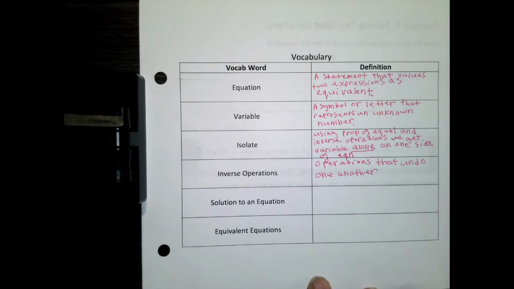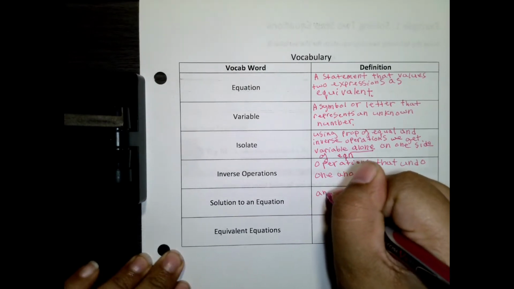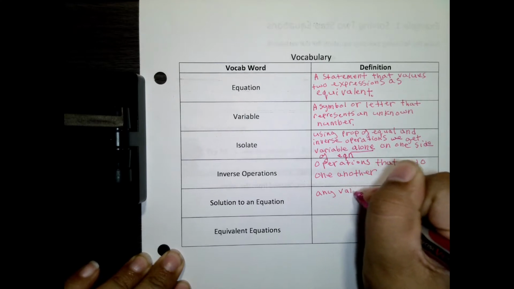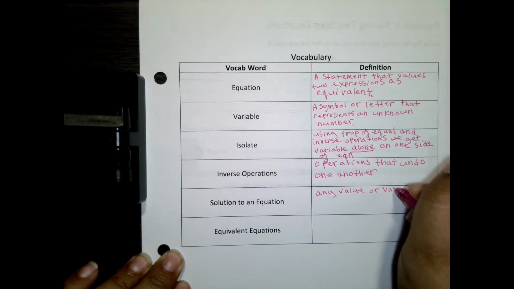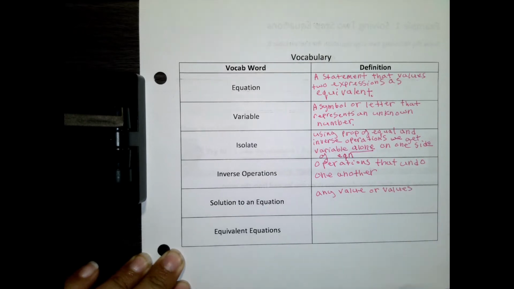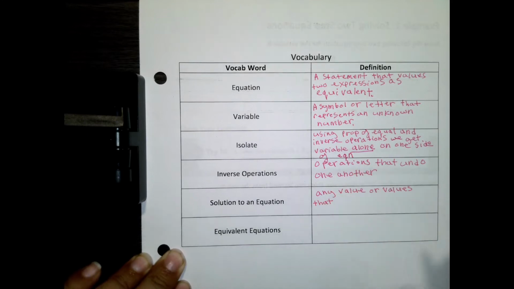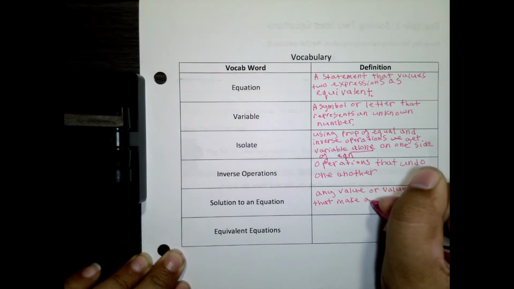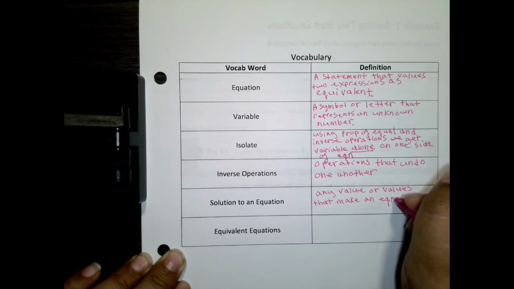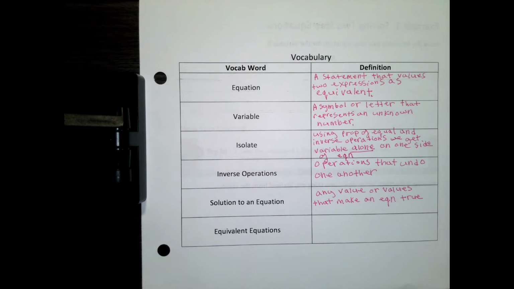Okay, solutions to an equation. A solution to an equation is going to be any value or number, or values, because sometimes we'll have multiple x's that work, that make an equation true. Again, I used EQN to say equation.